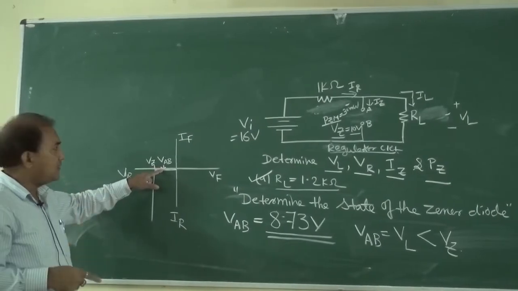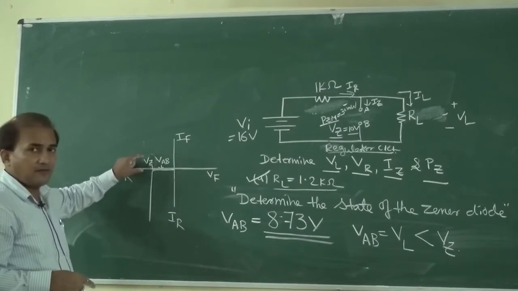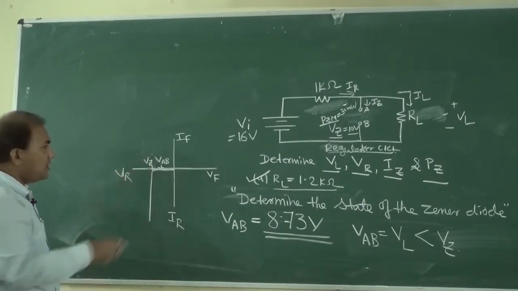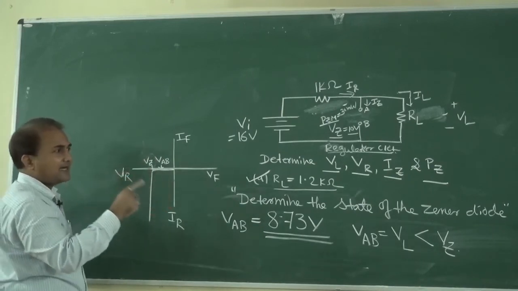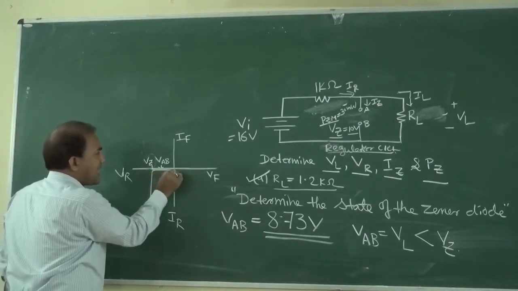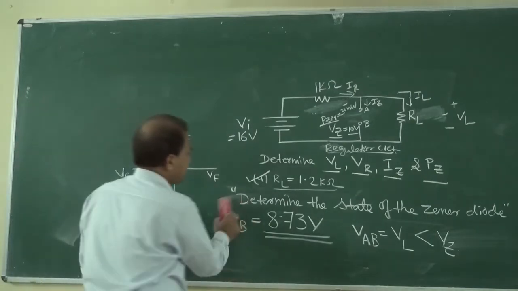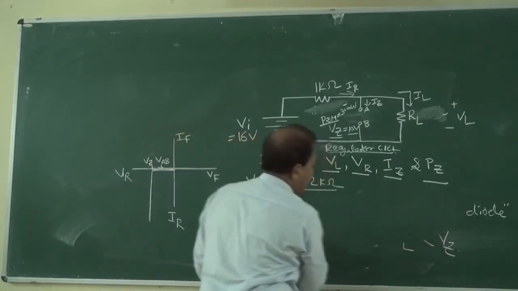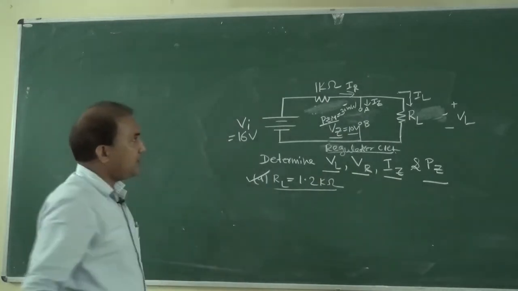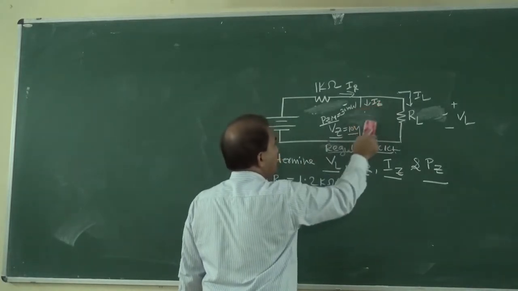So in this case we have not achieved VL equal to or more than VZ. So it is not in on state but it is in off state. In off state, I will be equal to 0. Okay, so we have to represent this in off state. In off state we can represent it like this. It will be open.